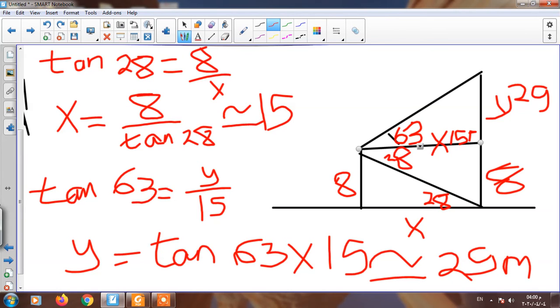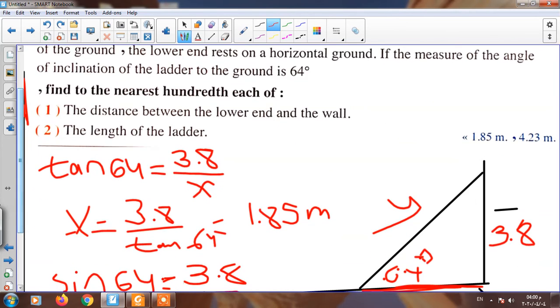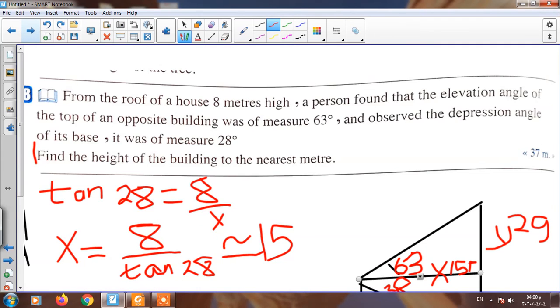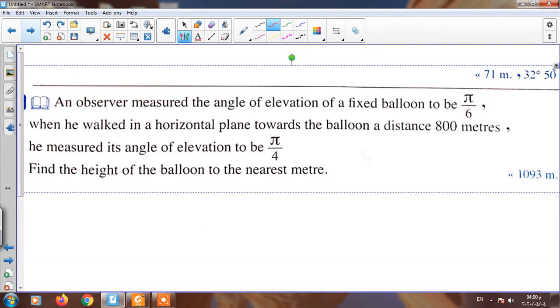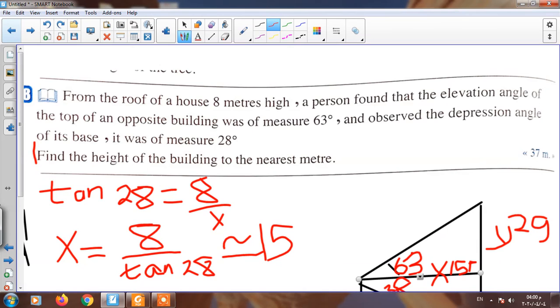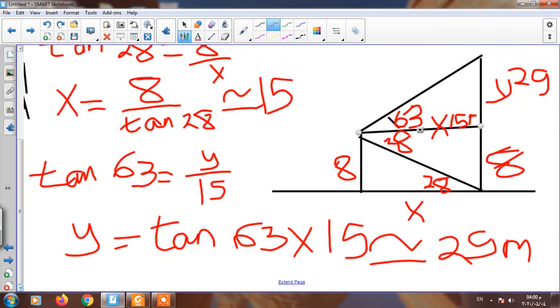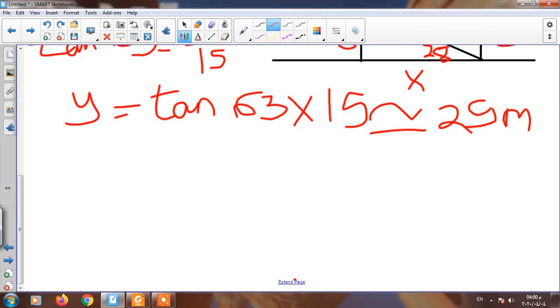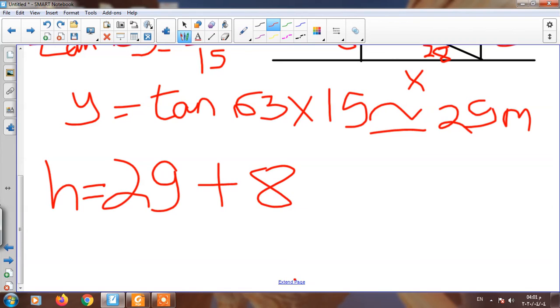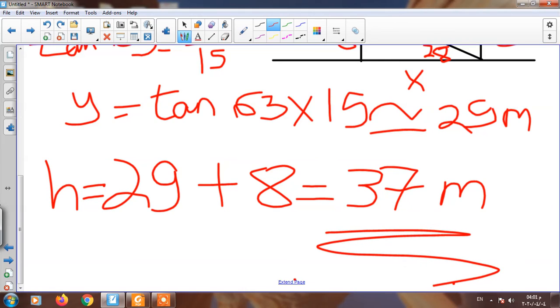If you want to find the height of the building, it's going to be 29 plus 8, which is 37 meters height.